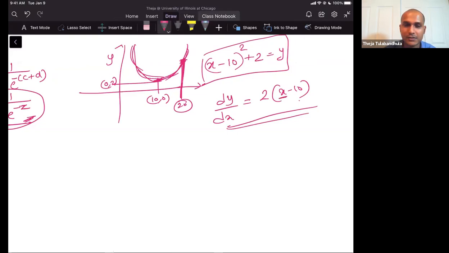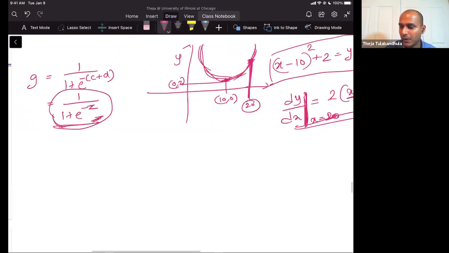When I ask for a gradient, people sometimes write this notation. They'll put a vertical line here and say, tell me what is the gradient at x equal to whatever, maybe 10. When it's 10, it's actually equal to 0. And when it's, let's say, 20, it's equal to 20 minus 10 times 2, which is 20. So you generally ask for the gradient at a given input value.